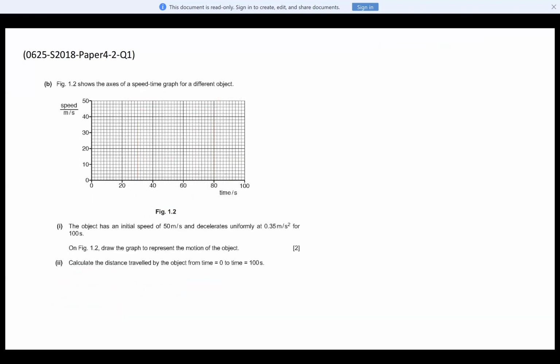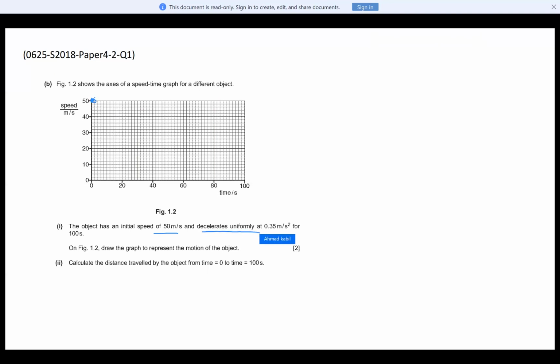Figure 1.2 shows the axes of a speed time graph for a different object. The object has an initial speed of 50 and decelerates uniformly at 0.35 meters per second squared for 100 seconds. Draw on figure 1.2 the graph to represent the motion of the object. So it has an initial speed of 50. Therefore, we have to start the graph at 50 when the time is 0. We start from this point here.